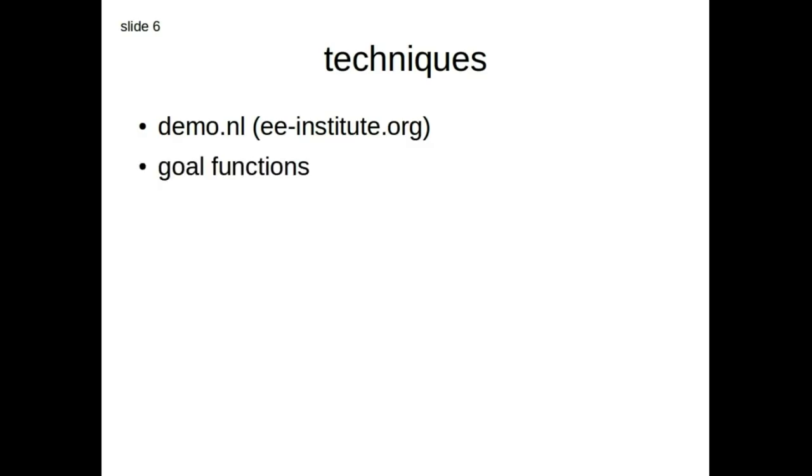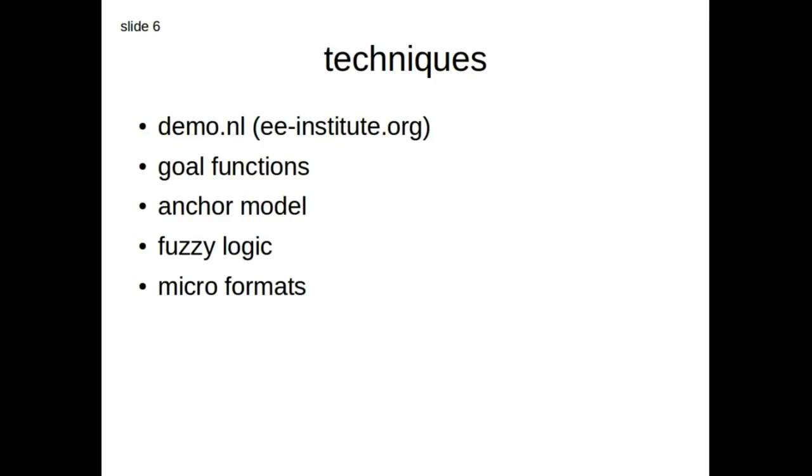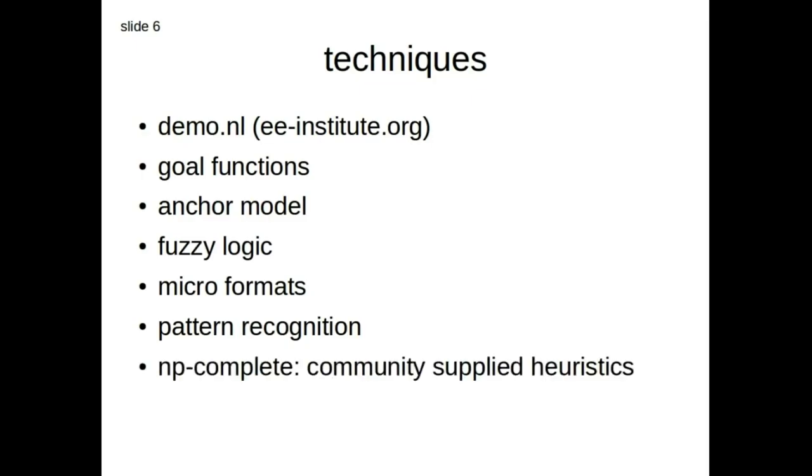Here are the techniques that I want to use to implement search and share. As I already noted, I want to build everything upon demo, which you can find at ee-institute.org, where EE stands for Enterprise Engineering. Goal functions are not present in demo, so I would like to add them. The data produced will be stored in an anchor model, which allows for flexibility. Next, I would like to use fuzzy logic to identify micro formats in natural language communication and thus recognize patterns. And finally, the search and share algorithm will be NP complete, so we will need to supply heuristics, and my idea is to let the community supply the heuristics.